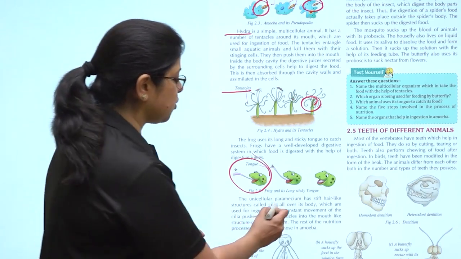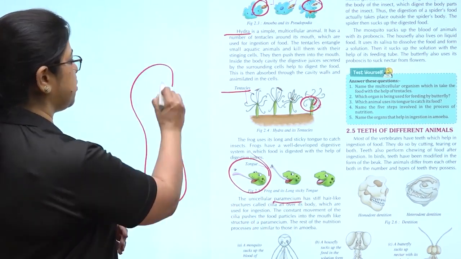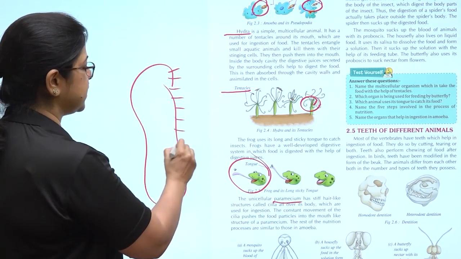The unicellular organism Paramecium has got cilia all over its body. These cilia are sticky here.